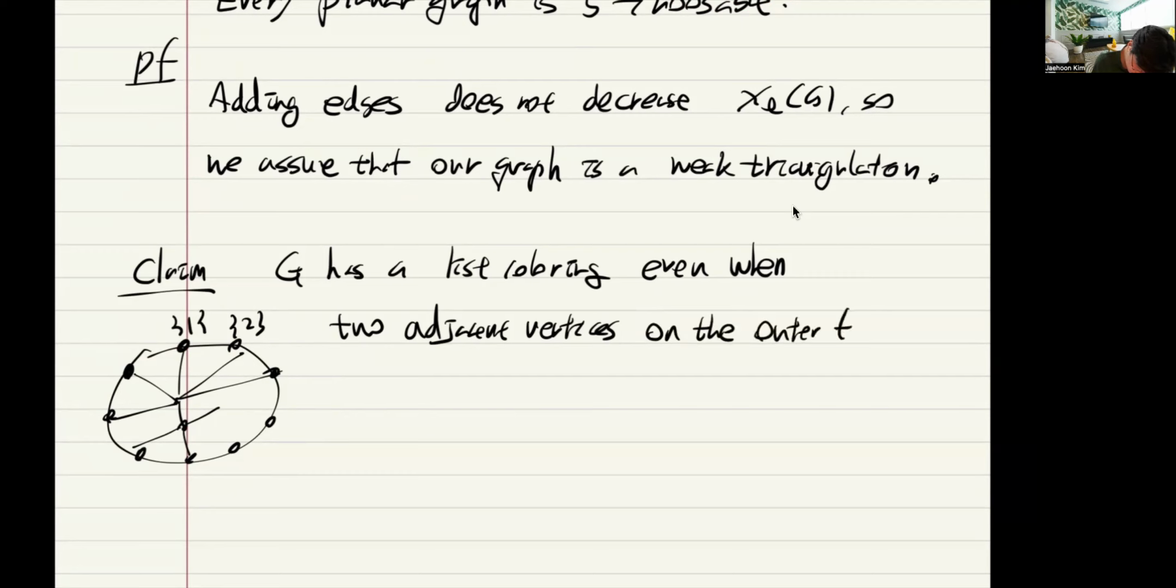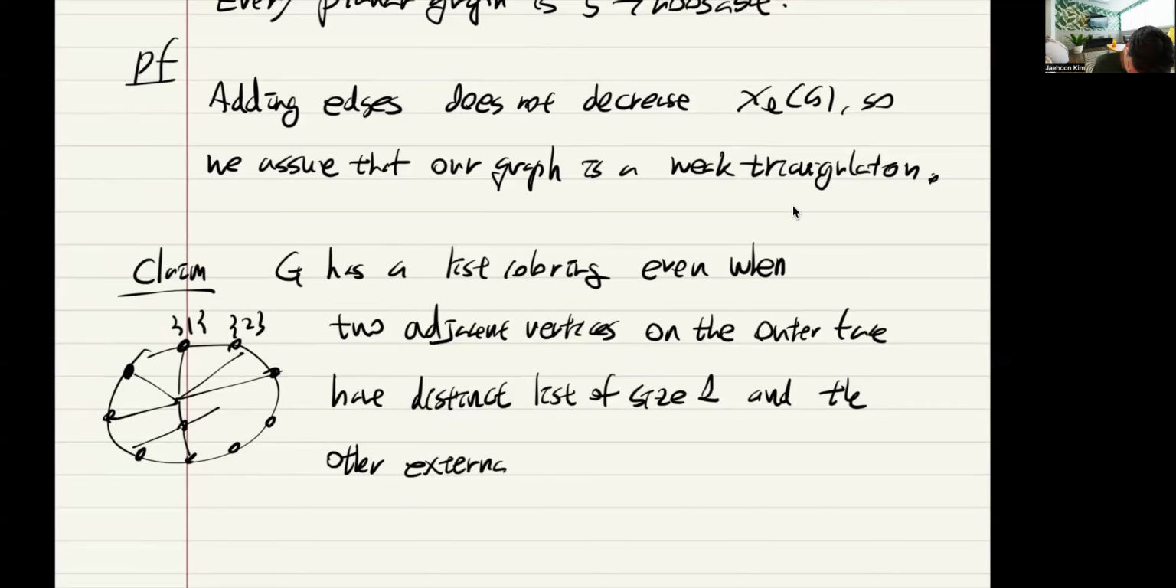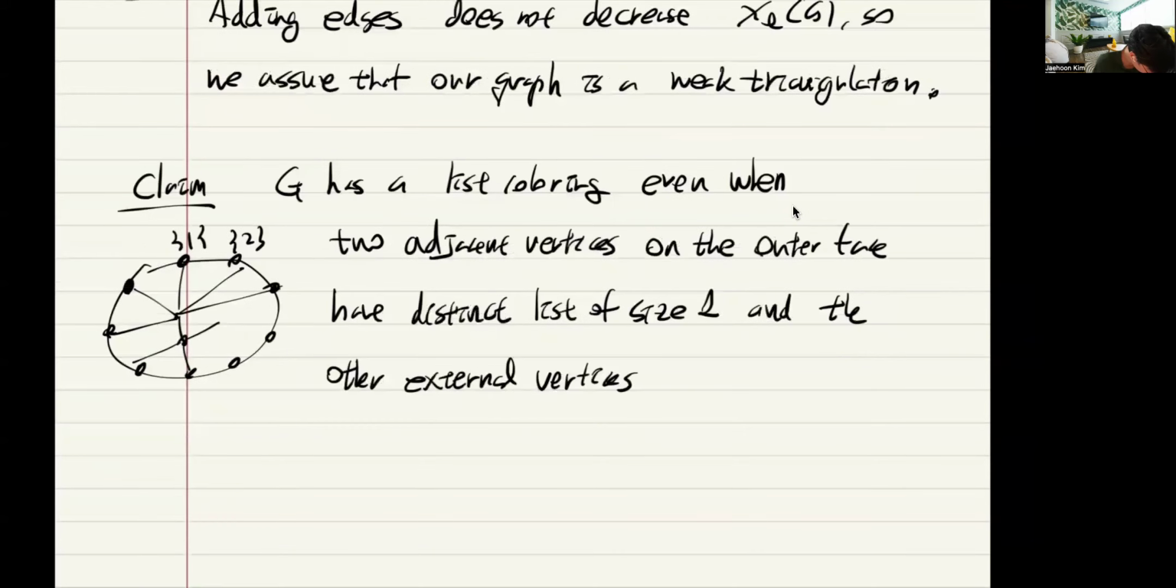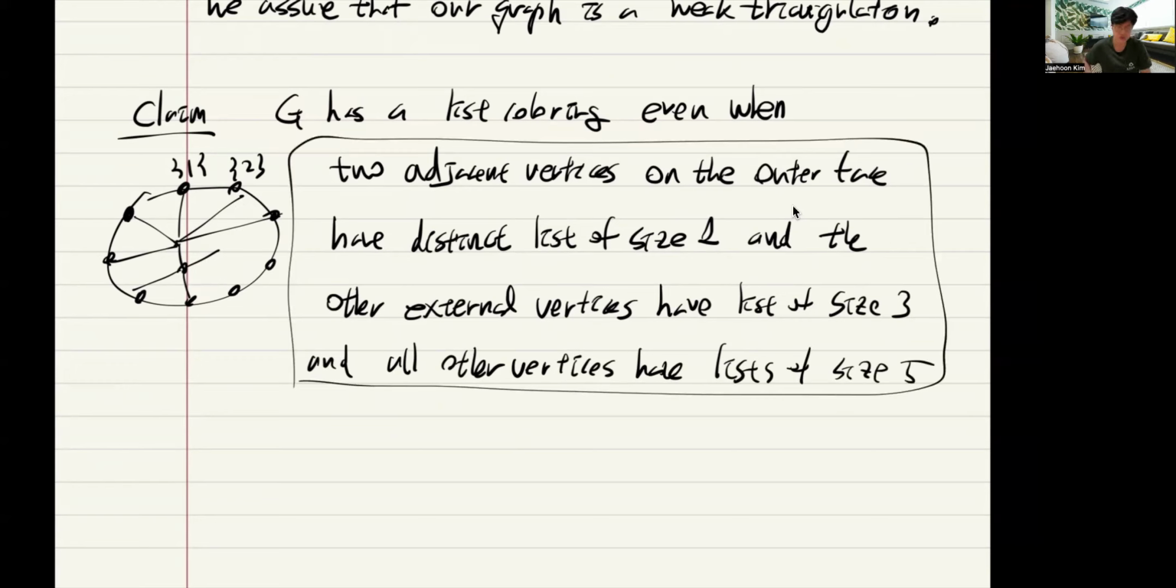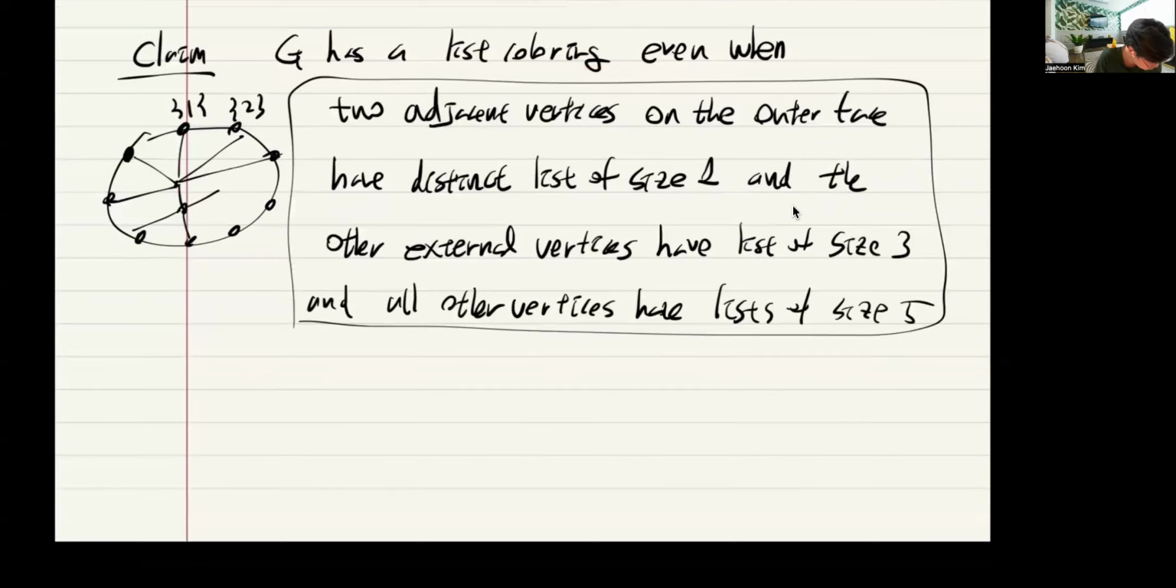they are given a list of size 1, with different colors, of course. So that means this has to be colored with 1, this has to be colored with 2. So it's more restricted. Two adjacent vertices on the outer face have distinct lists of size 1, and the other external vertices have lists of size 3, and all other vertices have lists of size 5. This is a more restrictive condition, and with this condition, you can complete the list coloring. So that's the claim.